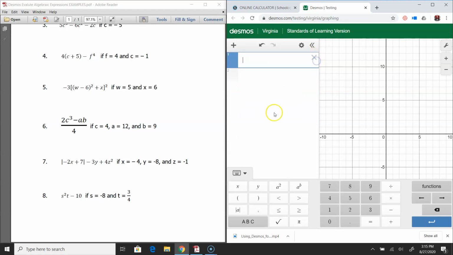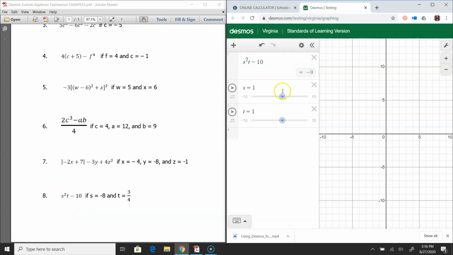All right, one last problem. S to the second power t minus 10. And we want S to be a negative 8 and t to be 3/4. All right, so first, let's type the letter S, and then to raise it to the second power, we'll hit the squared button. Then we'll hit T, and then we'll do minus 10. So notice, my problem looks exactly the way it looks over here. Now, let's add our sliders.